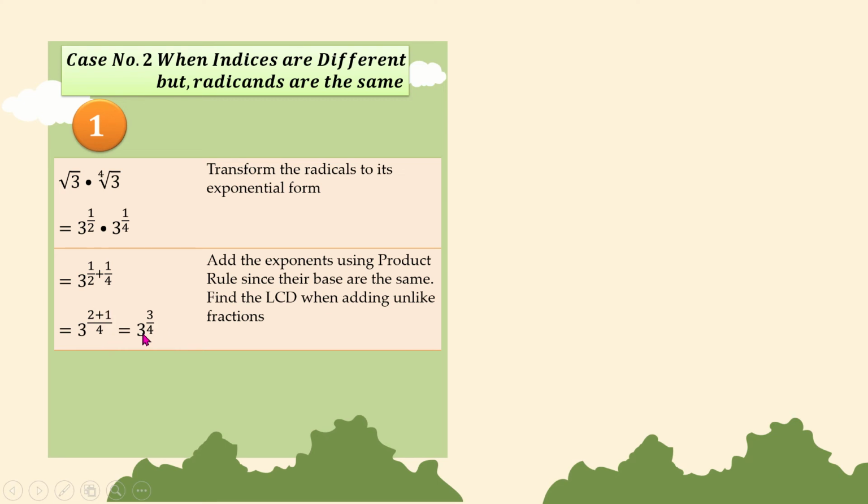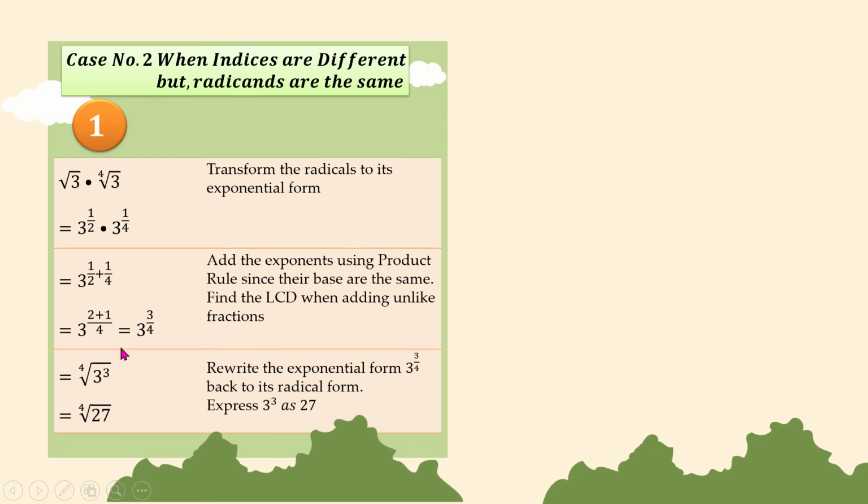Exponent siya sa base 3. So usan ang iyahang na-combine ang iyahang exponent. So what will happen next? Rewrite the exponential form 3 exponent 3/4 back to its radical form. And that would be same gihapon ang composition sa exponent ng fraction, ang numerator nga 3, exponent na siya sa base 3. Ang denominator nga 4, siya ang index. So we read that one as 4th root of base 3 exponent 3.